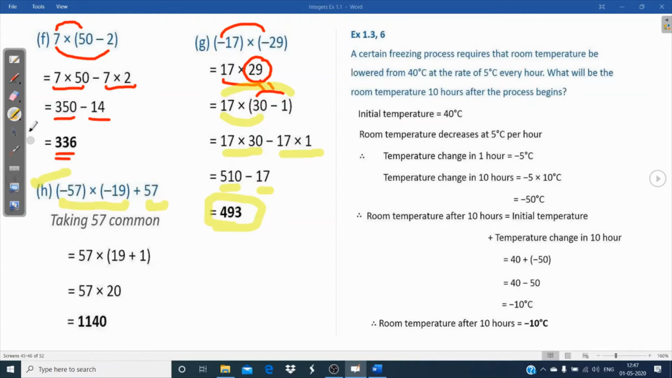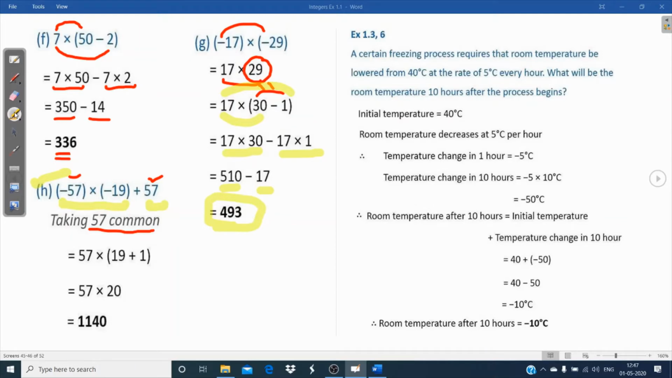Similarly, in your H part, you can see here, this entire expression will act as one term plus 57. And since in both terms 57 is coming, it's up to you. If you want to take minus sign, minus 57, that also you can take common. But if you're taking minus 57, this sign will change. Now here I am taking positive 57 as common. So I've taken 57 as common.